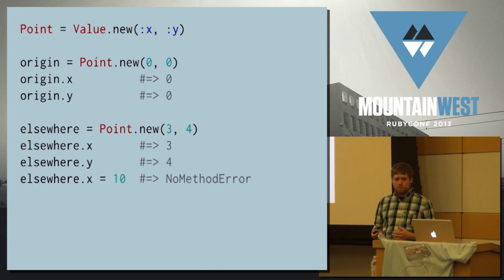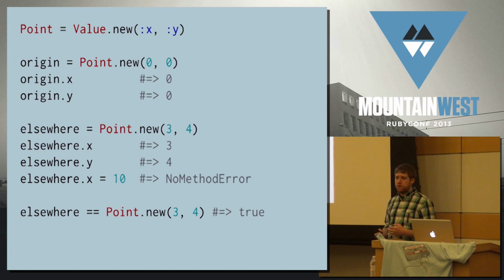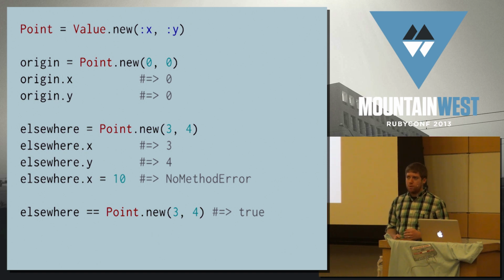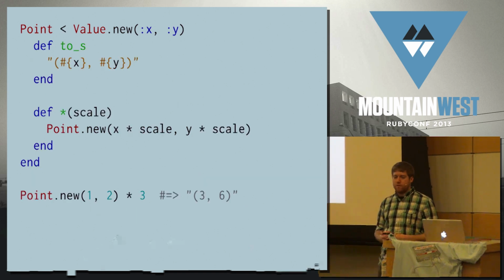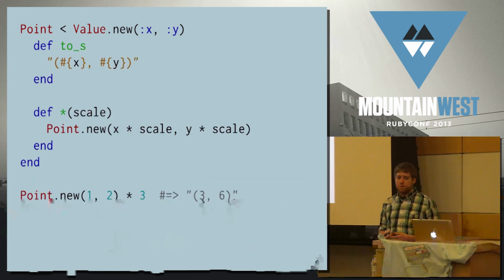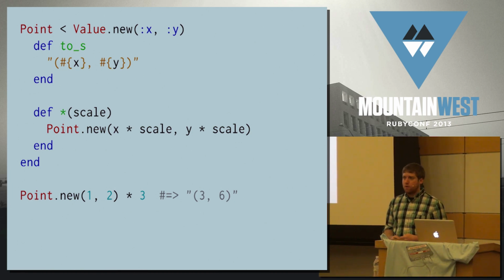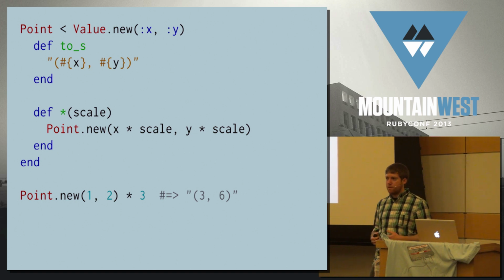And like I said, the equality is based on the data inside of it and not any sort of identity. So struct works similarly, but with values, you know that once they're equal, they'll always be equal. And you can also add a little bit of behavior to values to maybe make it print a little more prettily, or in this case, to scale the point. But these methods can't modify the value.